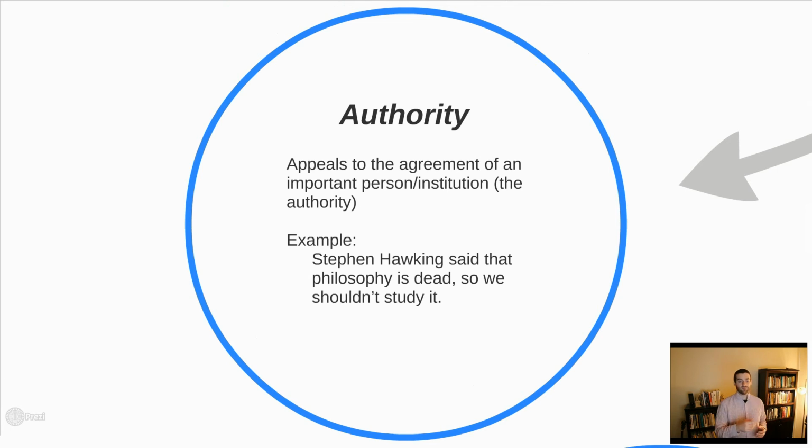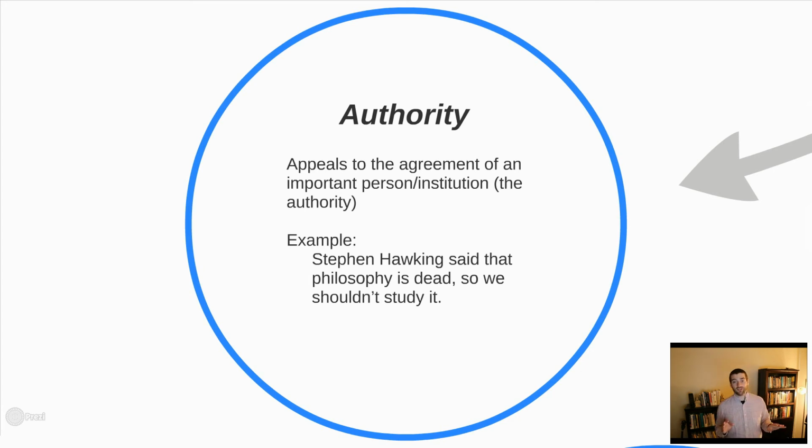So we might say, Stephen Hawking says that philosophy is dead, so we shouldn't study it. Well, obviously I'm going to disagree with that, but let's set that aside for a minute. Stephen Hawking is a very smart man. He's a physicist, for those of you who aren't familiar with him. A very, very smart man, but he is not a philosopher. The problem with the appeal to authority fallacy occurs mostly when we use a wrong authority. So arguably Stephen Hawking is not an appropriate authority here because we don't know if he has any philosophical authority. He's certainly an authority in physics.